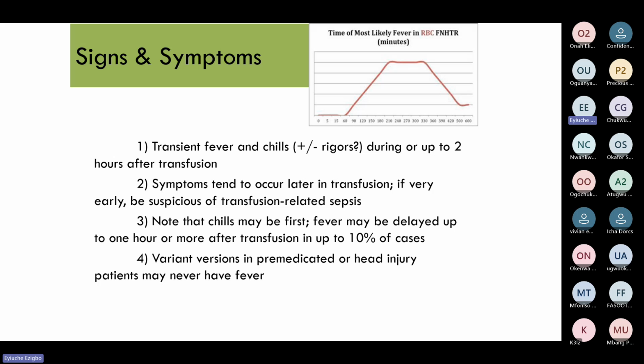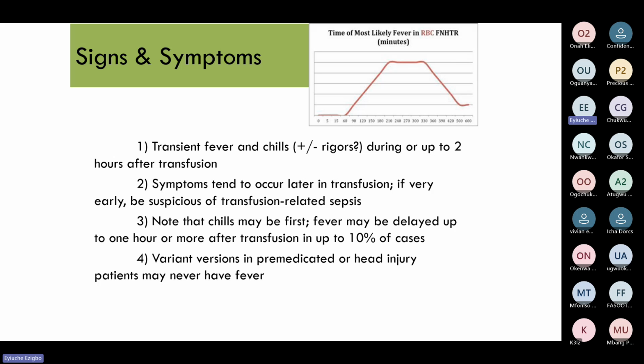What are the signs or symptoms of febrile non-hemolytic transfusion reaction? They include transient fever and chills, plus or minus rigors, which can occur during or up to 2 hours after the transfusion. You observe that the patient or recipient comes down with fever and chills, sometimes with rigors. But the symptoms tend to occur later in transfusion, unlike the acute hemolytic transfusion reaction where there is rapid onset of so many complications. If very early, be suspicious of transfusion-related sepsis.